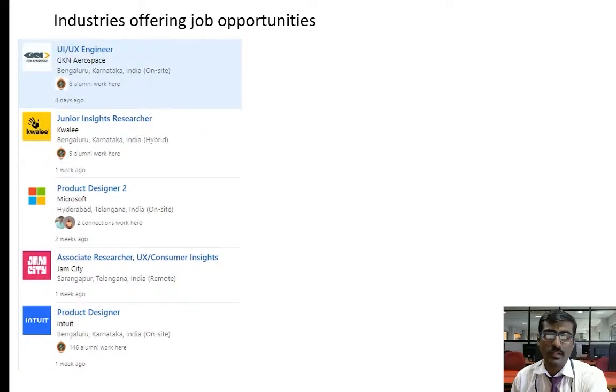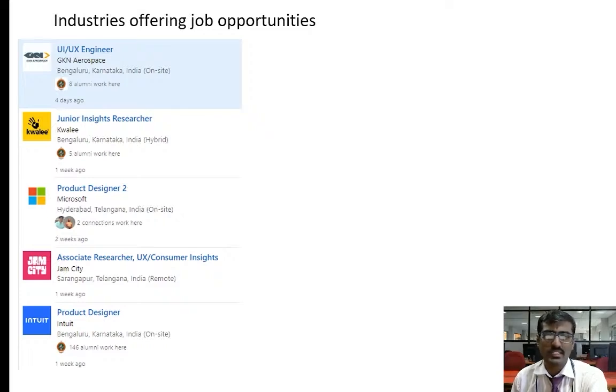So mainly the application of human computer interaction is in the field of user interface and user experience sector. Whatever job opportunities you are seeing here are taken from various job portals. For these jobs you require the elementary knowledge of this particular subject.